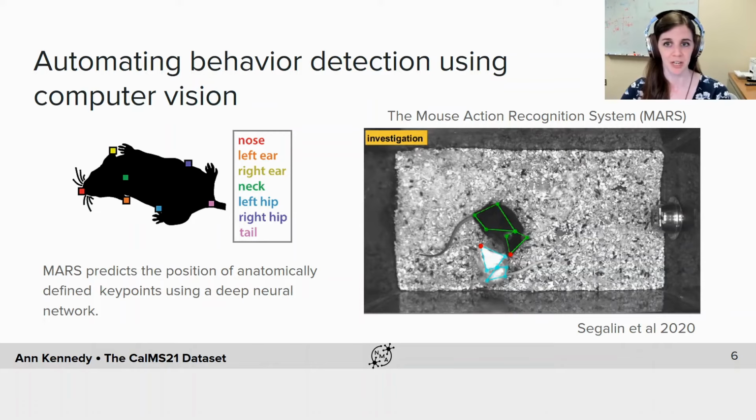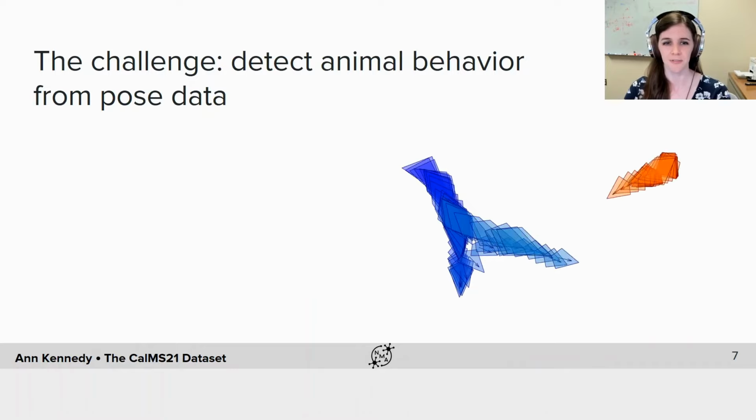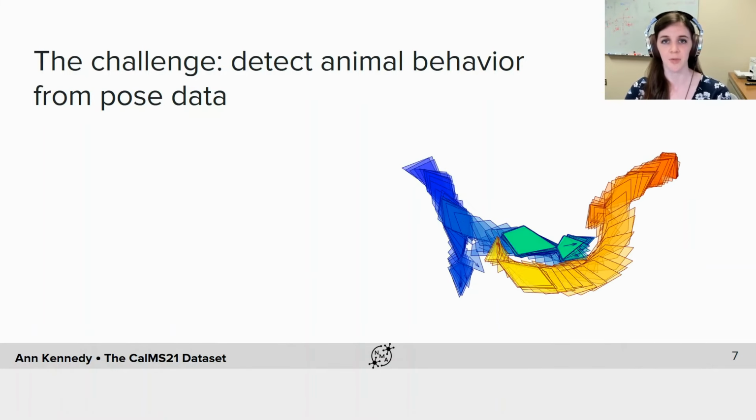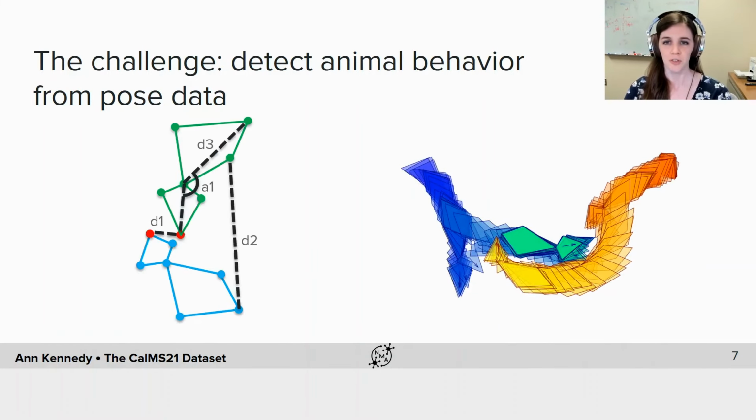investigation, and mounting behavior. So on top of estimating the poses of animals, which is its own computer vision problem that's dealt with separately, we have this challenge of going from the tracked pose data of the animals, like I'm showing you here, to some sort of frame-by-frame annotation of the actions the animals are performing.